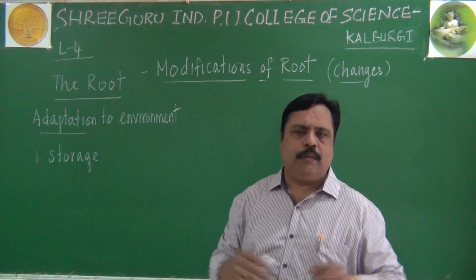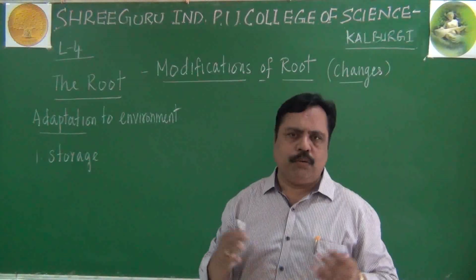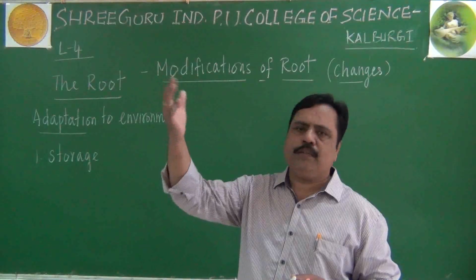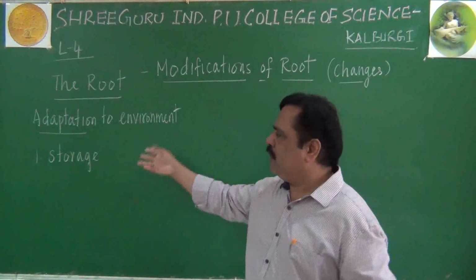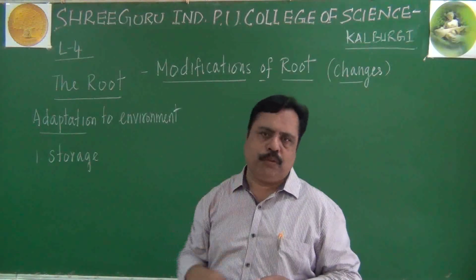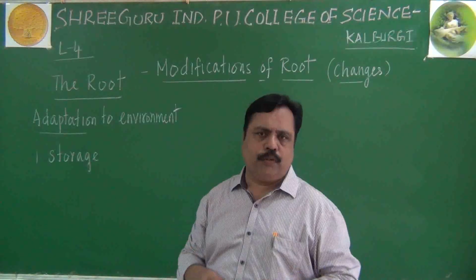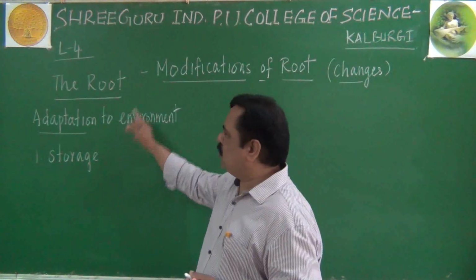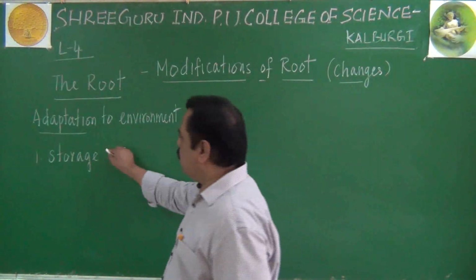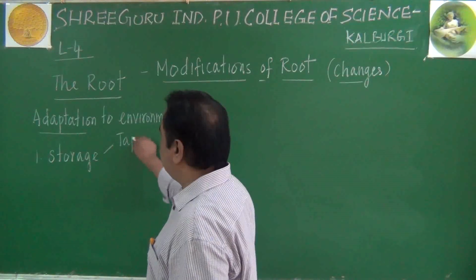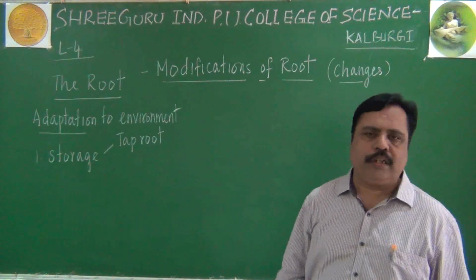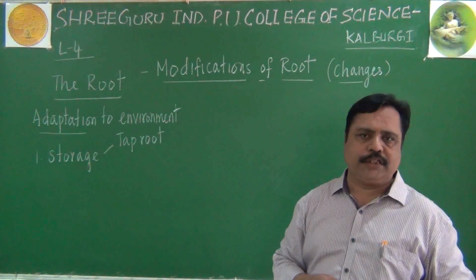First point. Leaves produce food by photosynthesis. If excess food is produced by the leaf, where will it be stored in the plant? Roots can store that excess food. Not only root, of course, in stem also food can be stored. But some roots are involved in storage actually. Mainly, taproot will undergo some modification for the sake of storage.